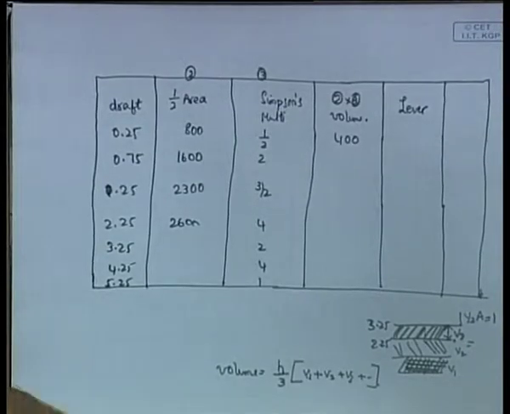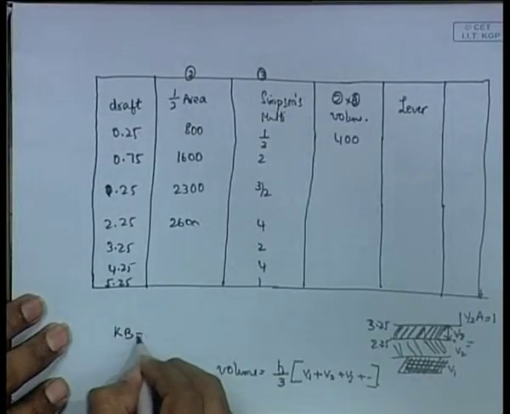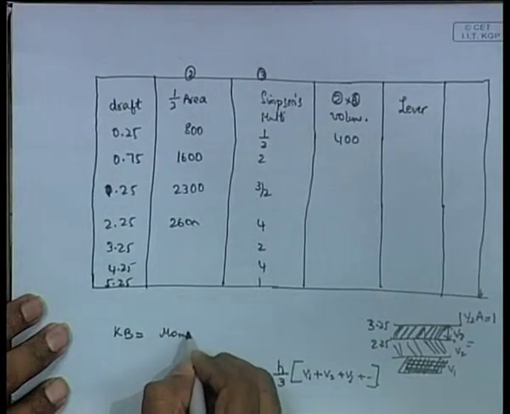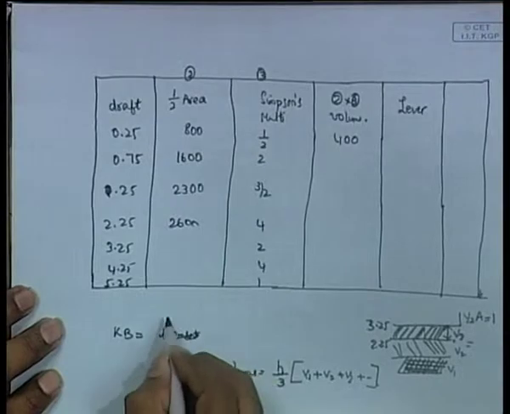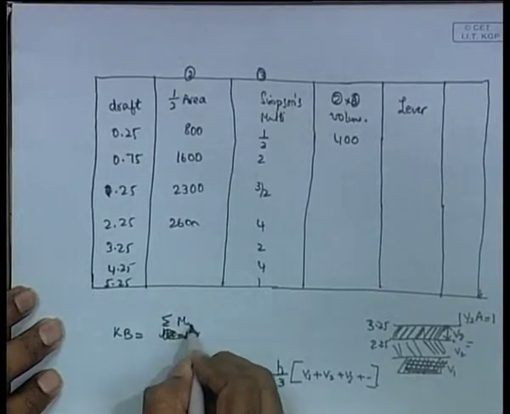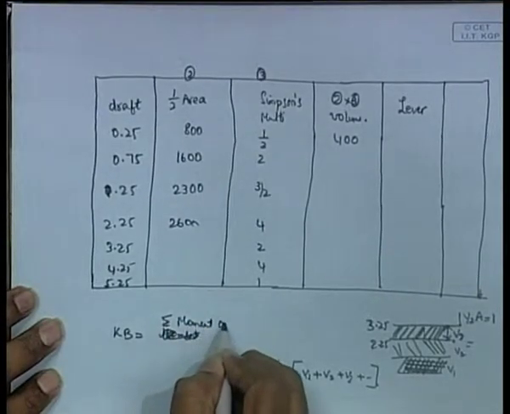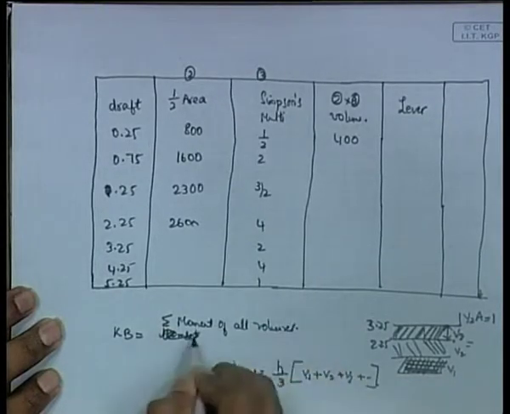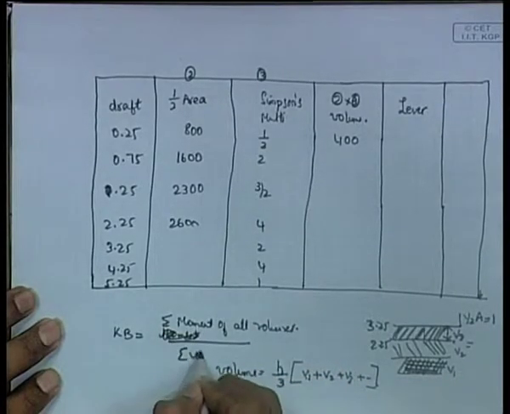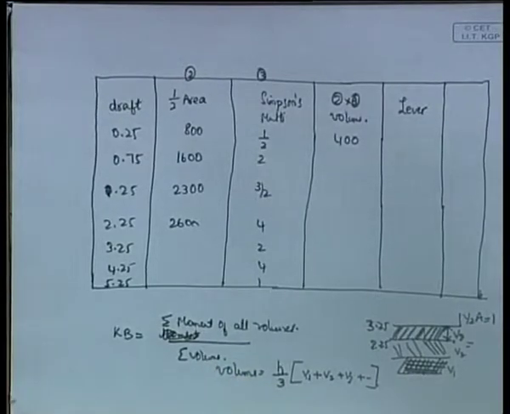This is to calculate KB, meaning our final aim in doing this lever is to calculate KB. To calculate KB, note that you have to find the total moment of each of the volumes. Sigma moment of all volumes divided by sigma volume. This will give you the KB.